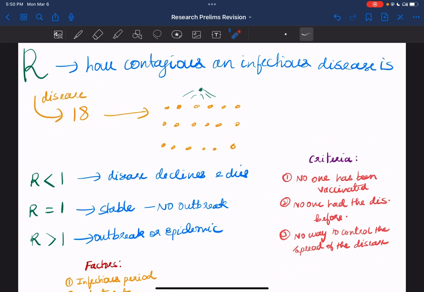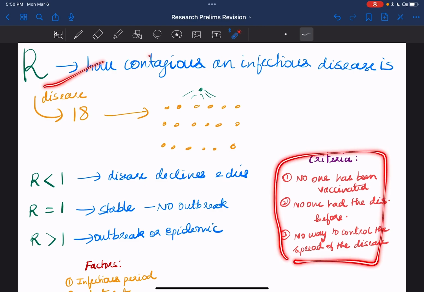The criteria number one is no one in the population has been vaccinated against the disease that person has. Criteria two is no one has had the disease before. Criteria three is no way to control the spread of the disease. There is no new way found that can be used to control the disease. So these are the criteria when your R is applicable.